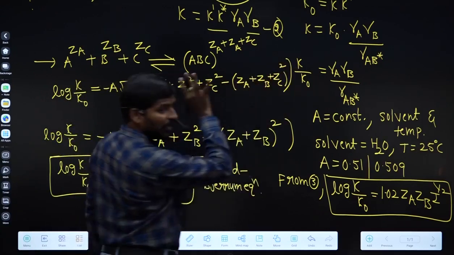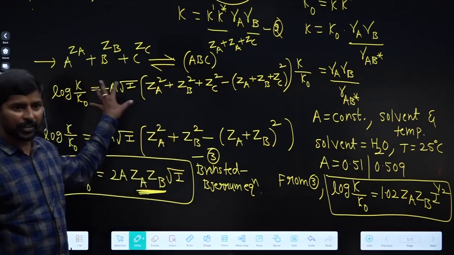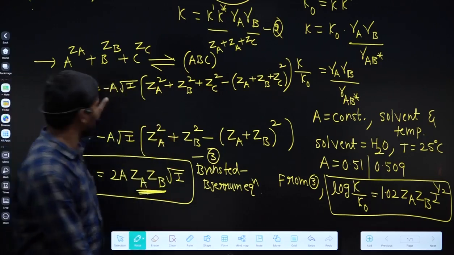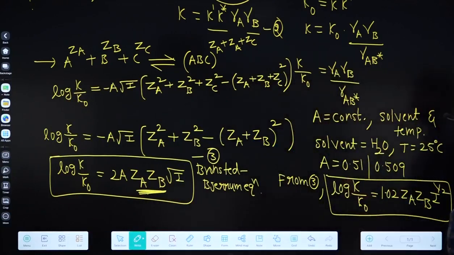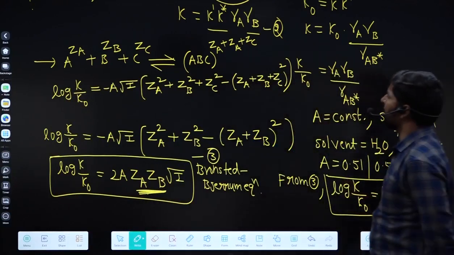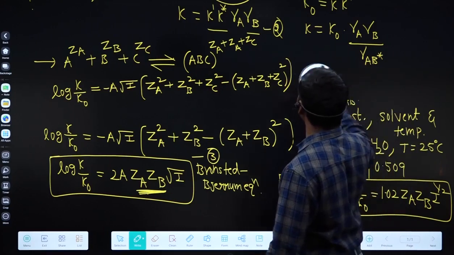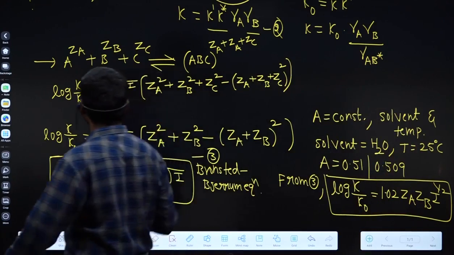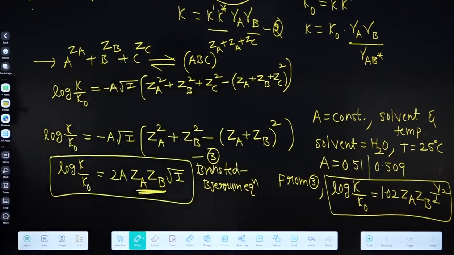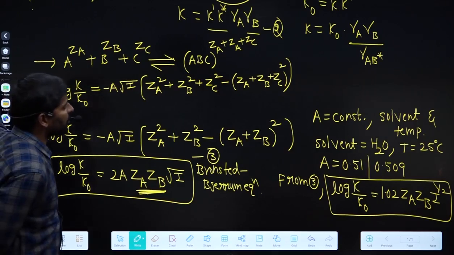Based on this equation a question was once given, and that's why I have given the derivation. But you just remember the final conclusion. If you consider a reaction involving 3 ions, in such a case the Bronsted-Bjerrum equation we can write like this: log K by K naught is equal to minus A root I, Za square plus Zb square plus Zc square minus Za plus Zb plus Zc whole square.